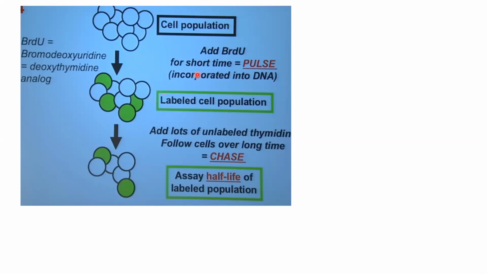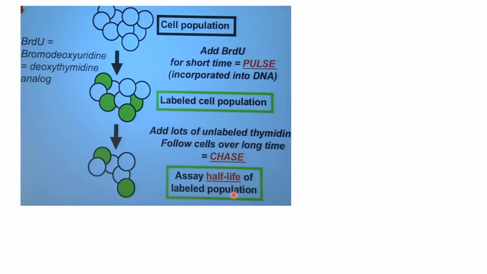Now you can see after a short pulse, the cell population is labeled, and then you add lots of unlabeled thymidine. So now you have labeled cells and you have unlabeled cells. And what you do, you chase them. You chase means you follow the cells over time and you find out which cell is surviving and how long it is surviving and which cells are dying. And this way you can assay the half-life of these cells, and the half-life and the turnover assay. The turnover means cell dying, death of cells.